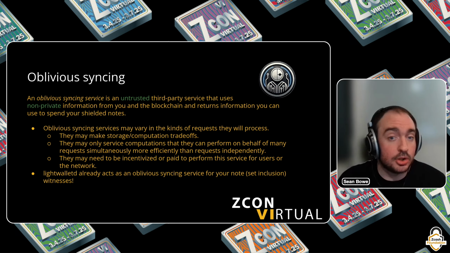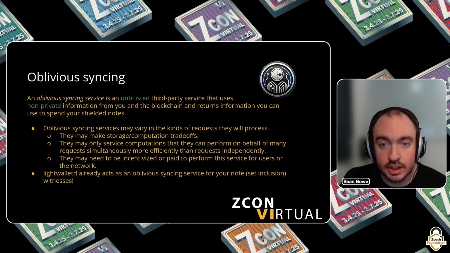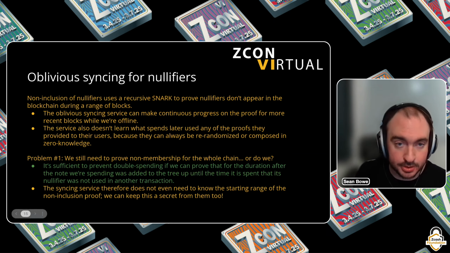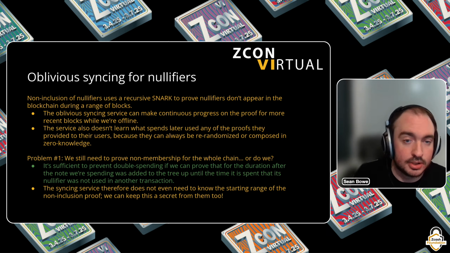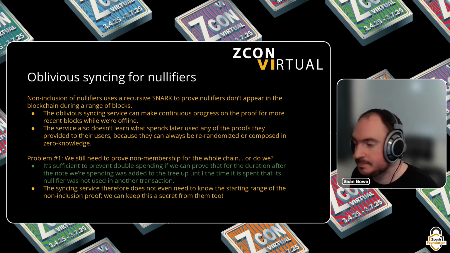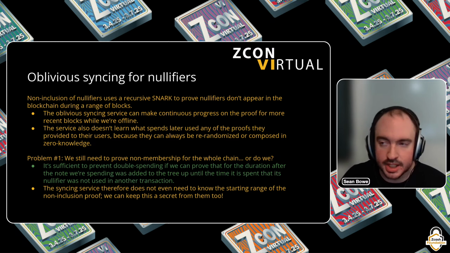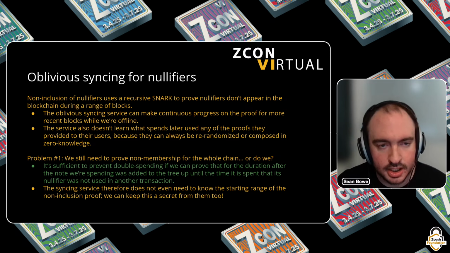But in theory, you could give the server some recursive snark that proves non-inclusion of a nullifier up to a certain block height. And then that server could expand on that proof to produce a new proof that covers the more recent blocks and hand that back to you. And you can use that to spend your notes. So the service wouldn't find out that you used the proof, by the way, because you can re-randomize the proof that they gave you, or you can compose it with your snark.